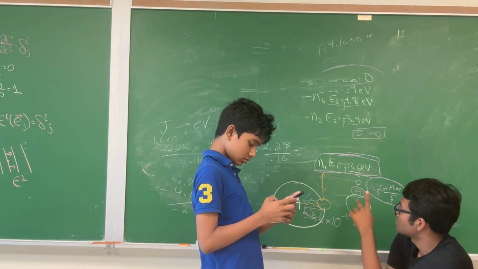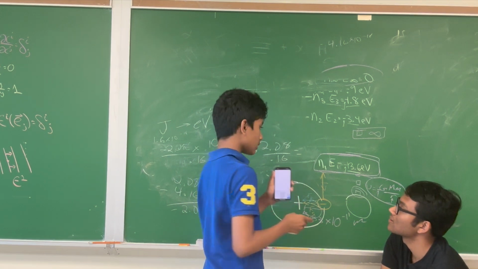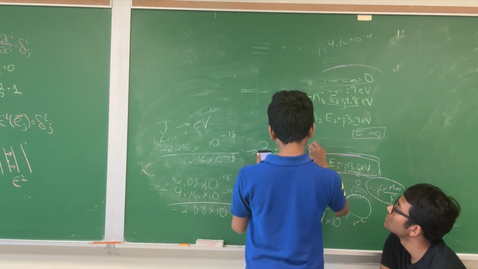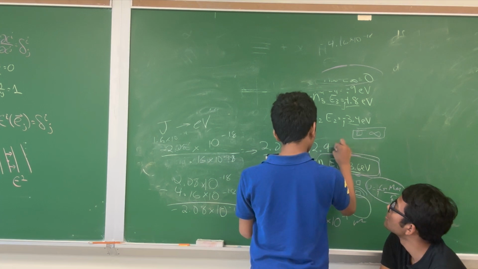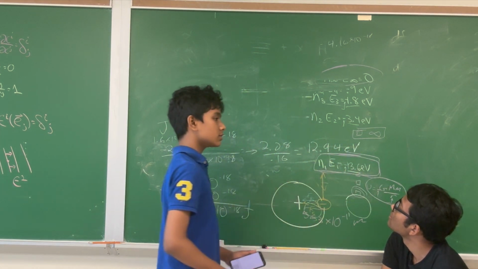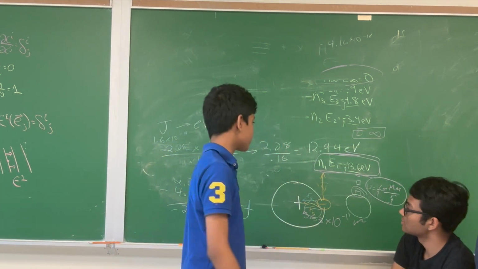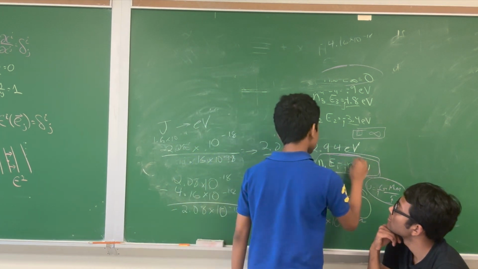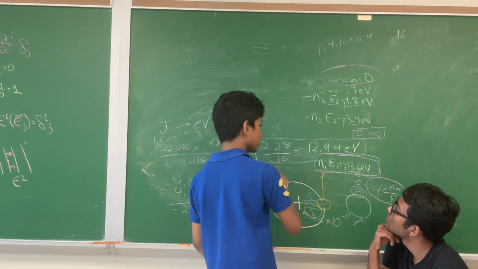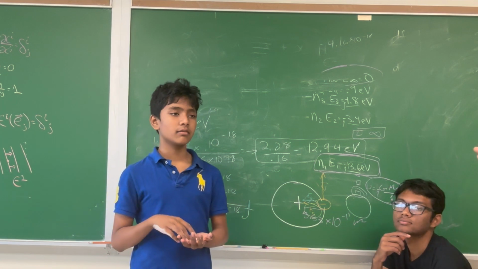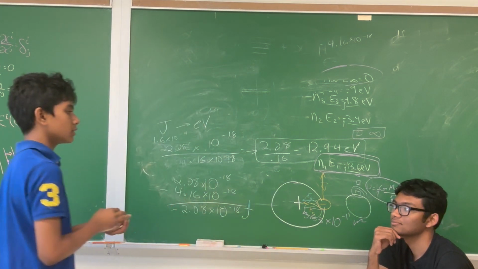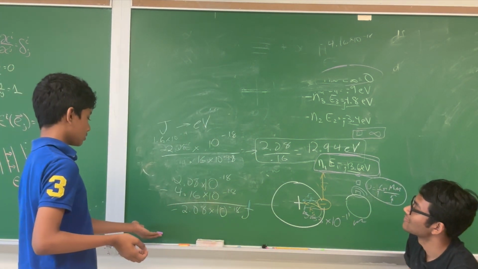It says we got 13 electron volts. This is 12.94 eV. So of course there is a small amount of error, but this is where 13.6 electron volts comes from. Good.